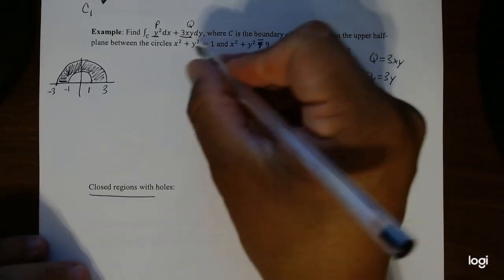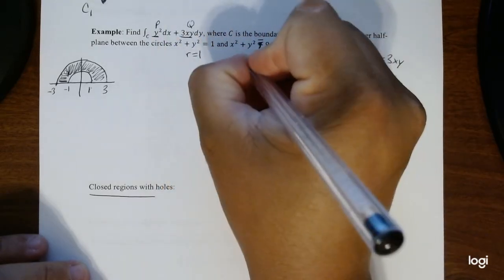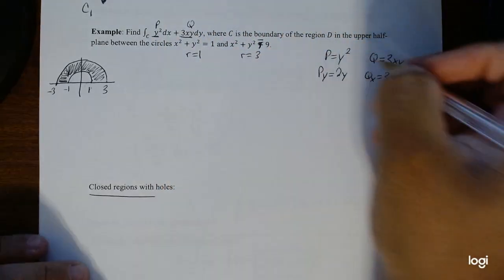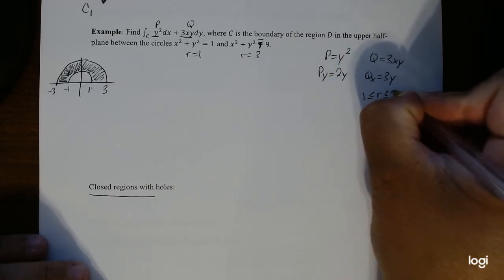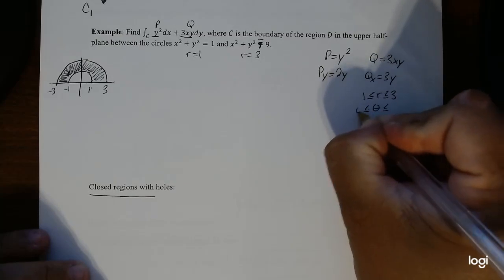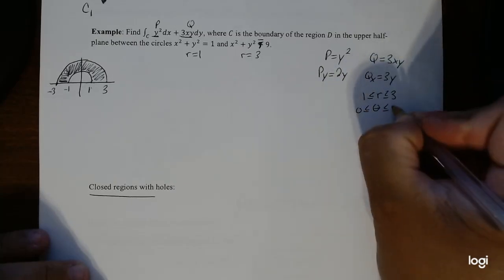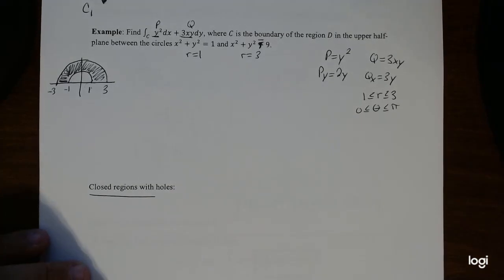Okay, so polar coordinates is going to go, so this is just going to be r is equal to 1 and r is equal to 3. So r is going to go from 1 to 3. And then theta is just going to go from 0 to pi, since we're only going to go half the circle. Good. All right, so now we have that going.